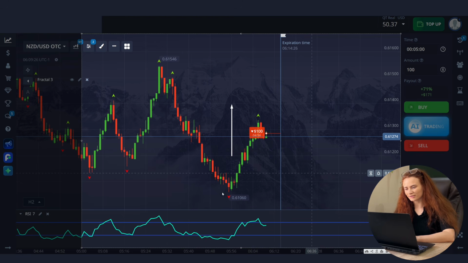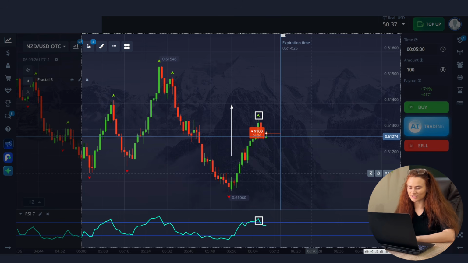But actually, fractal alone is not enough. It shows the trend is ending, but doesn't guarantee the reversal is real. And that's exactly why we need RSI. RSI now. During the uptrend, the indicator line was above level 70, the overbought zone. When the price started reversing, the line moved down and crossed level 70 from top to bottom. So this is the second signal, confirmation received.